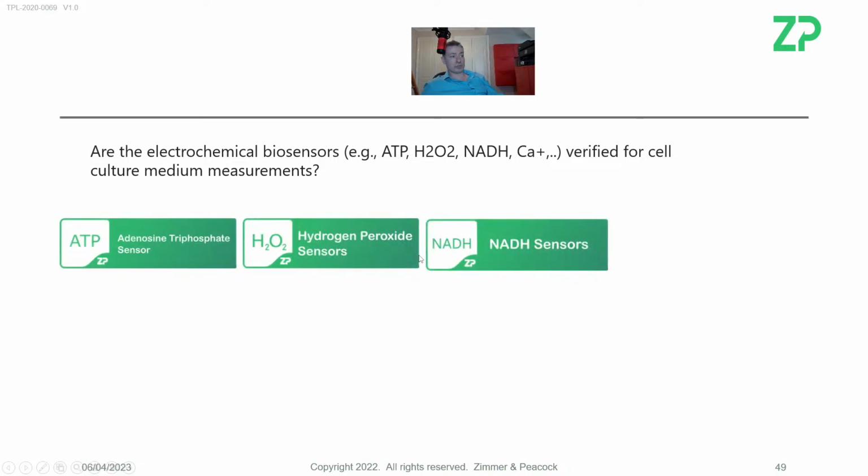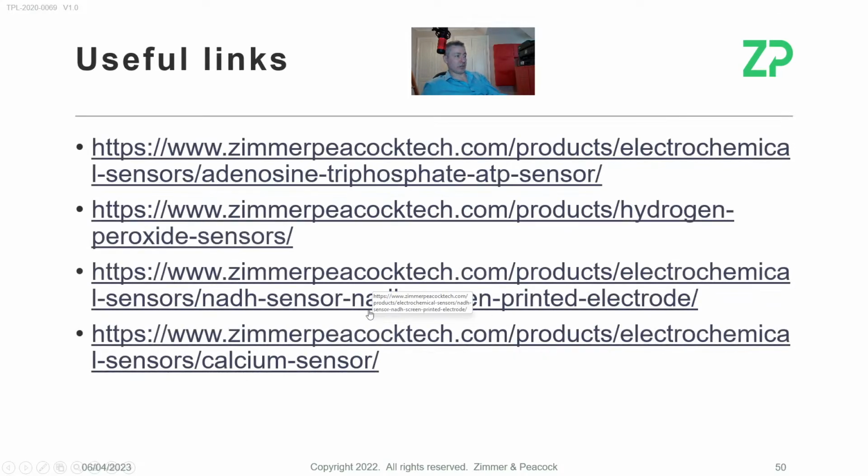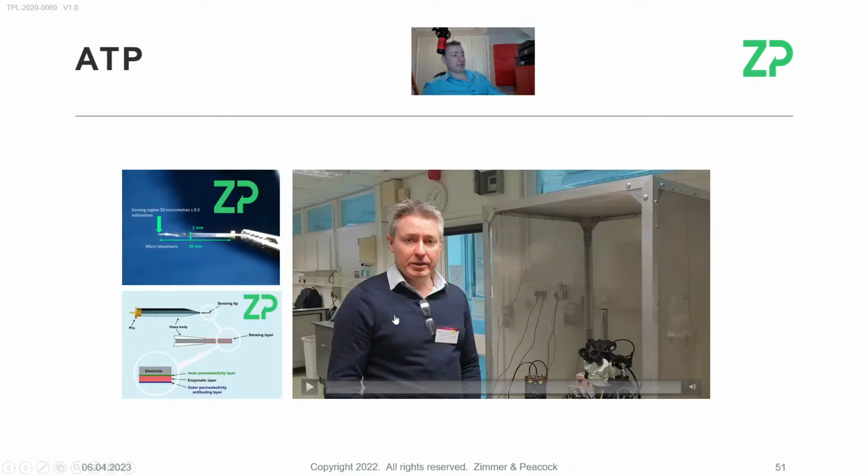The quick answer is we haven't verified them. We do use them. We have a PhD at the moment using some of our sensors in cell culture, but it is too premature for us to start. They need to have the right to publish before we start talking about it, if I can put it that way, in the public domain.